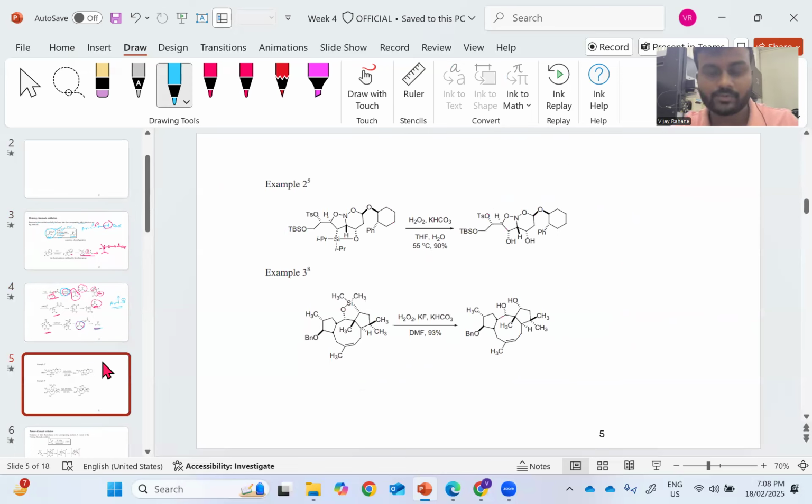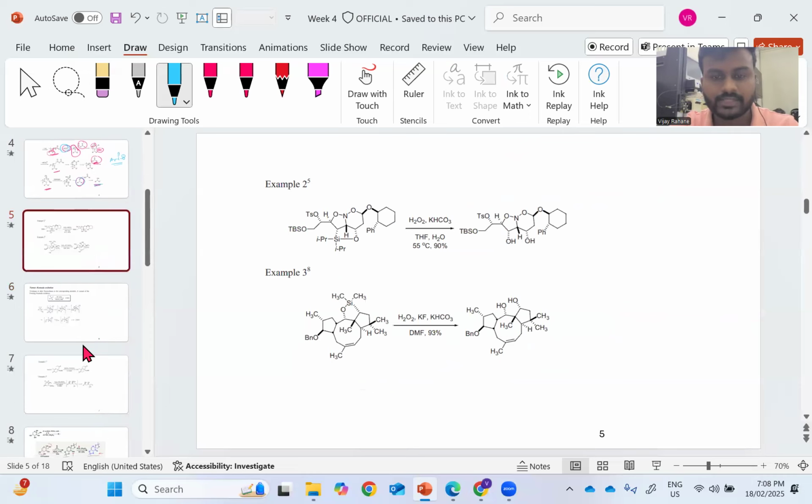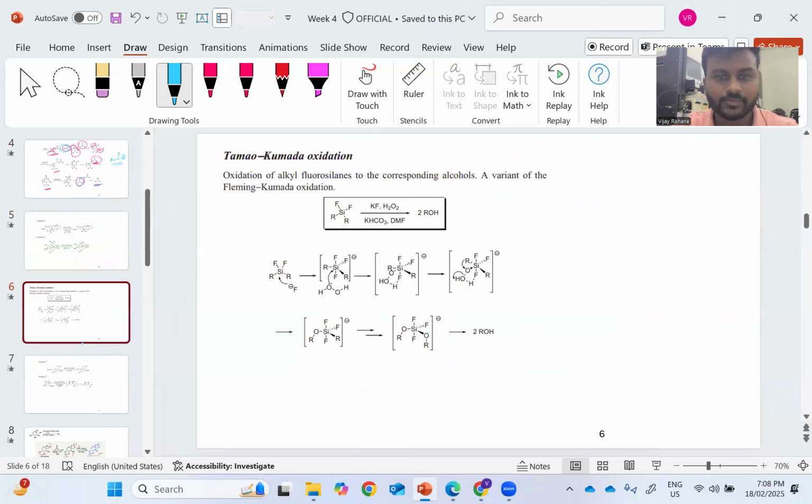If you look at some more examples, in this case we have another type of reaction, which involves, instead of peracid, the peroxide, which is H2O2, right? Here the linkage is similar to the peracid.